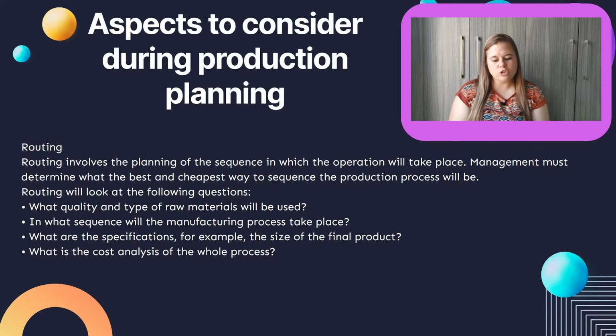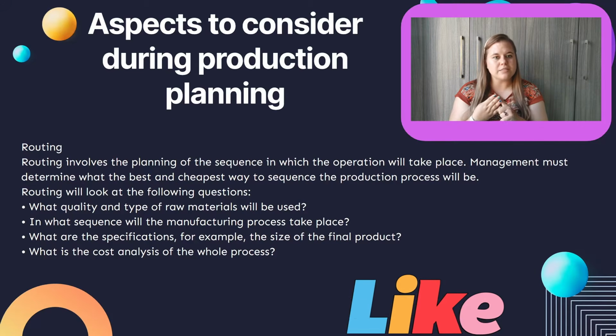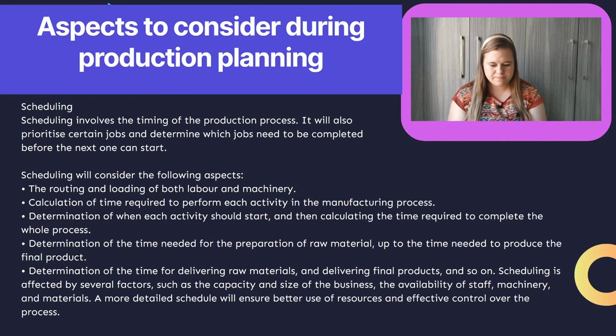Routing. Routing involves the planning of the sequence in which the operation will take place. Management must determine the best and the cheapest way to sequence the production process. Routing will look at the following questions. What quality and type of raw material will be used? In what sequence will the manufacturing process take place? What are the specifications? So, for example, what is the size of the final product? And what is the cost analysis for the whole process?